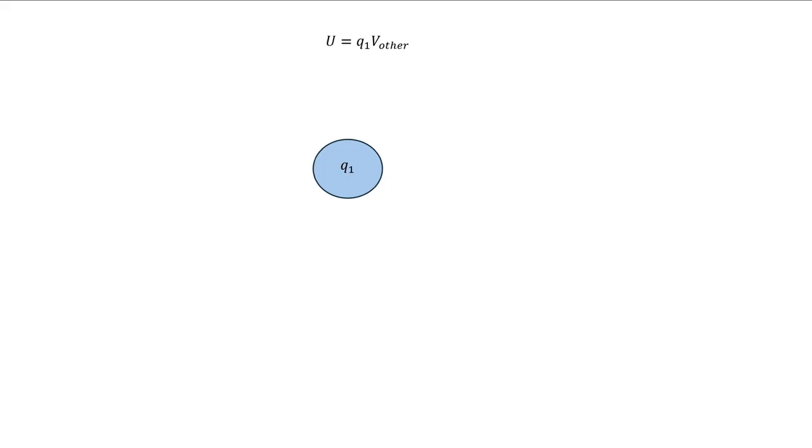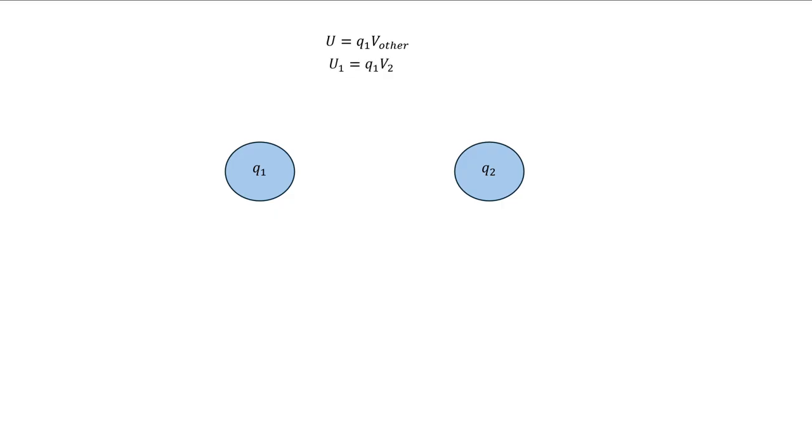And so let's do that. Let's bring in another charge that it can interact with. Okay, great. So now this charge Q2 creates an electric field. That electric field is felt by charge Q1, and it produces an electrostatic energy.